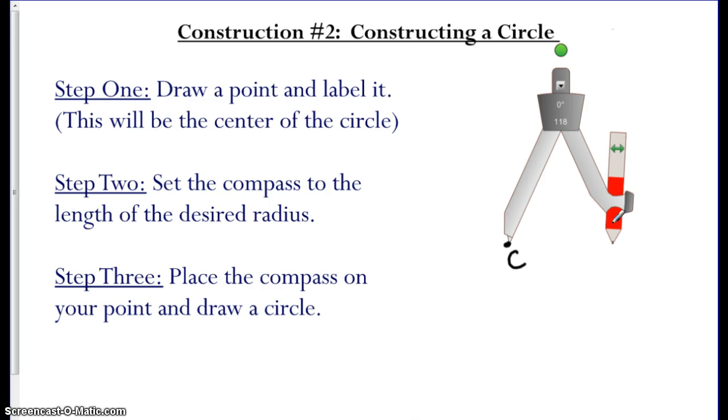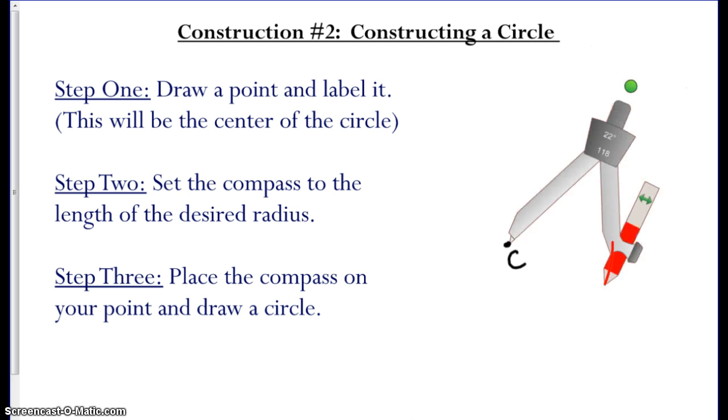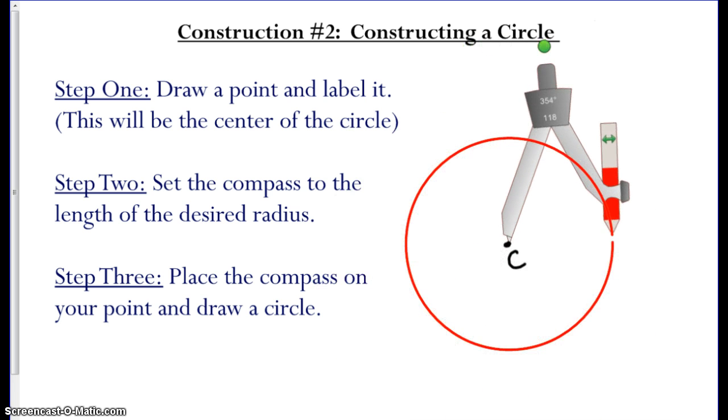What you're going to do is hold your compass and make sure that the width does not change the whole way around, and just draw a circle. That's really all that is.